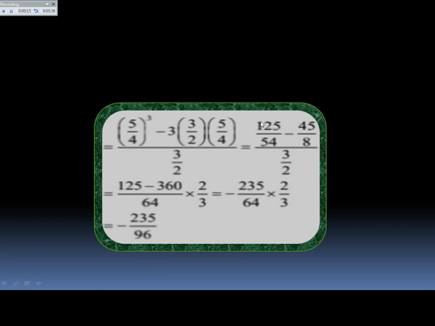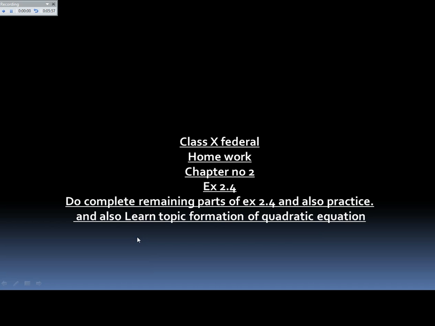5 cube is 125, 4 cube is 64, and 25 by 8. Then we get the values, 3 by 2. Then we get 125 minus 360 by 64, multiplied by 2 by 3, which gives 235 by minus 96 after simplification.